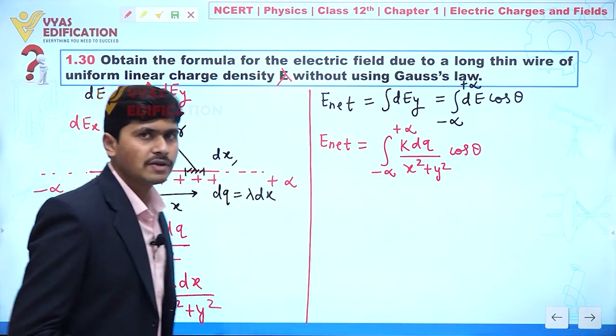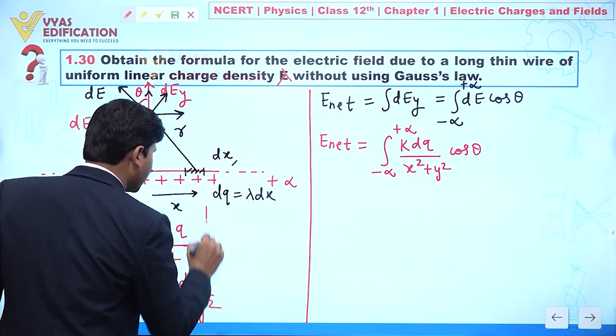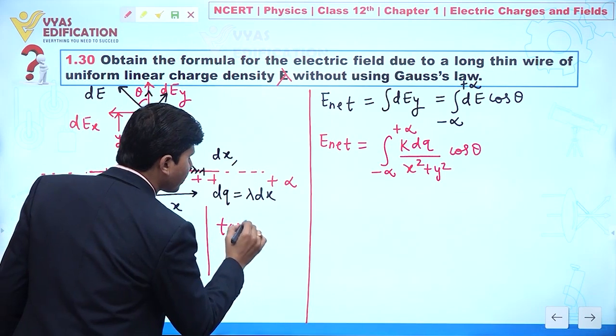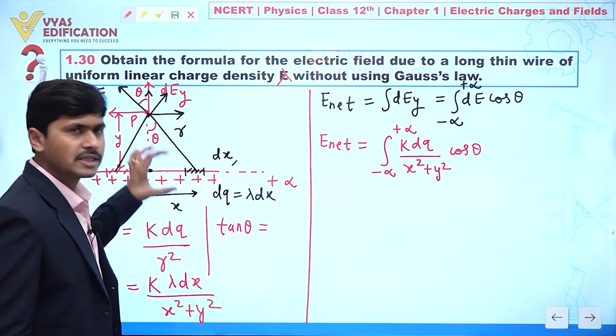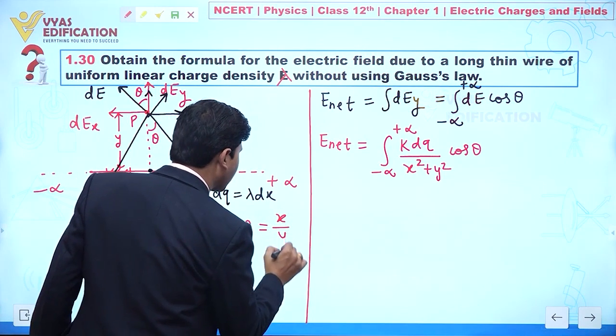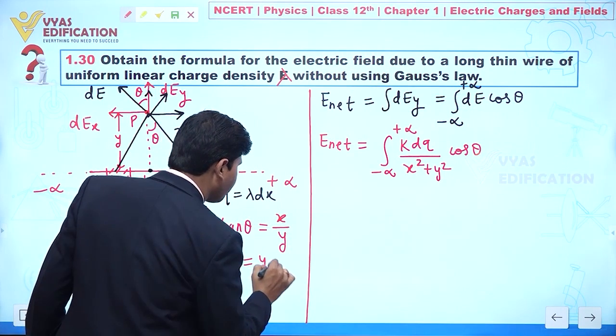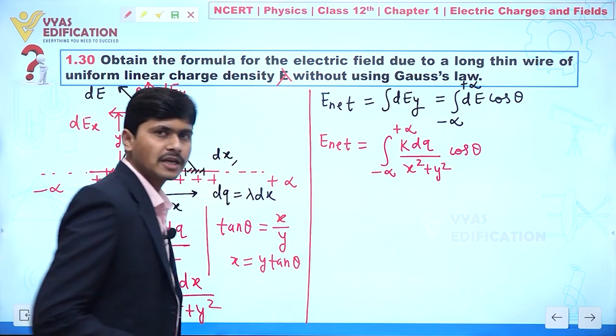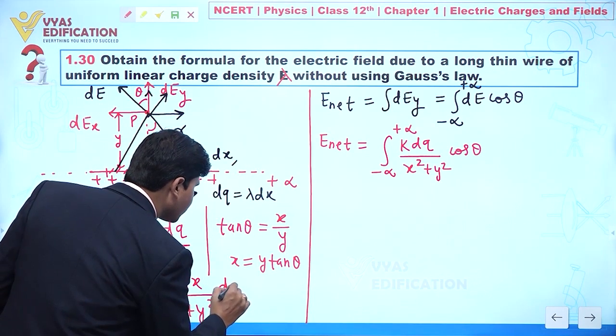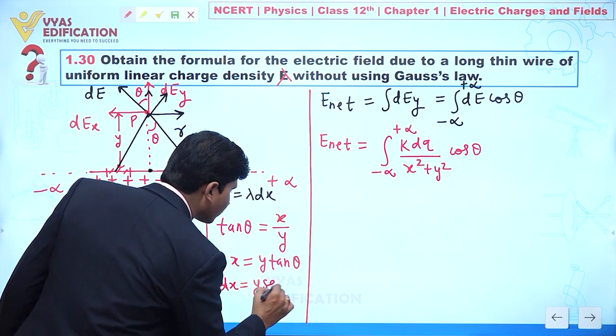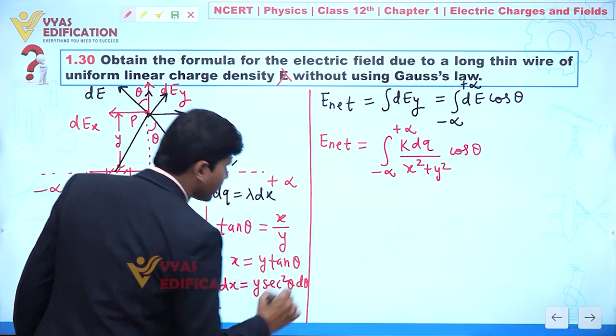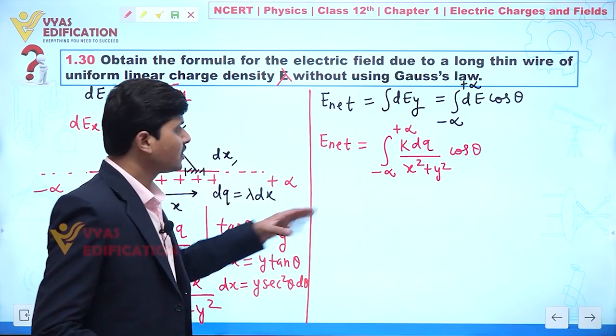Now listen carefully. Actually we can also write the value of tan theta. From this triangle we can say tan theta is given by x by y. So x should be equal to y tan theta. If you differentiate this x with respect to theta, we can write dx equals y sec square theta d theta. Now we will put this value here.